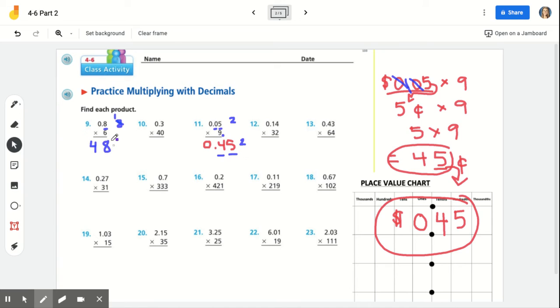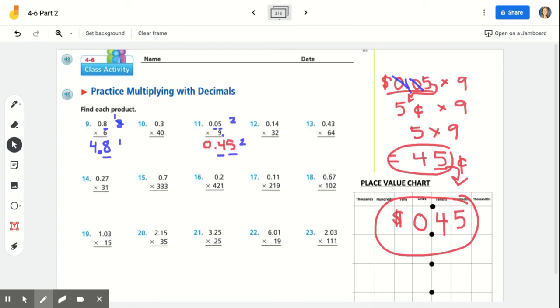Okay, and here's how we're going to do it. We're going to start with our digit all the way to the right. We're going to underline it. And then we're going to put a decimal in front of the number we just underlined. And now we have our answer of 4 and 8/10. 1 decimal place, 1 decimal place. 1 and 1.